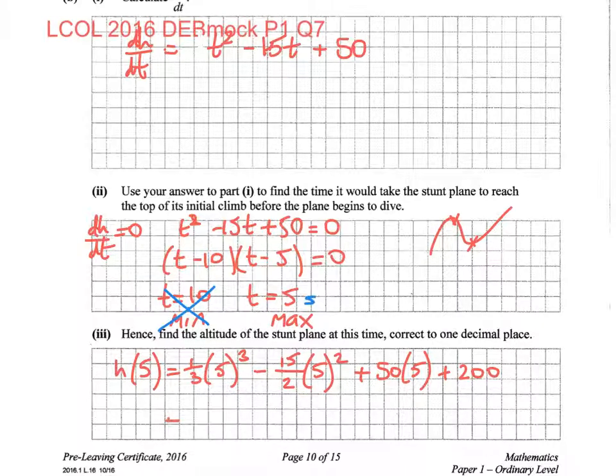And that works out as 1825 over 6, which is 304.16 recurring, which simplifies to 304.2 meters to 1 decimal place. Make sure you round your answers as required, and also make sure you put your units in there as well.